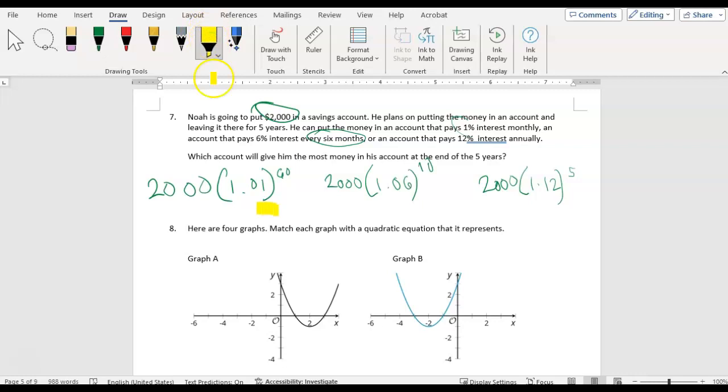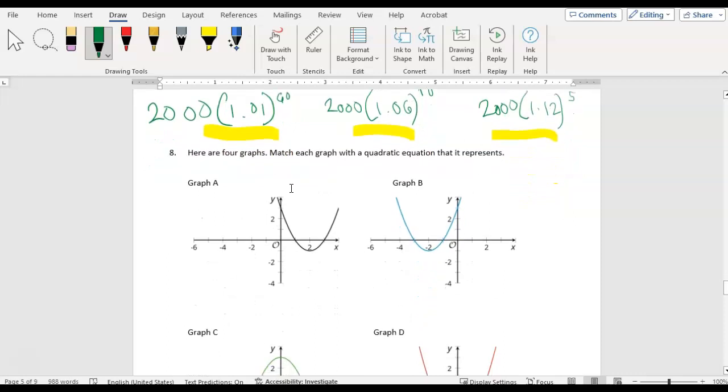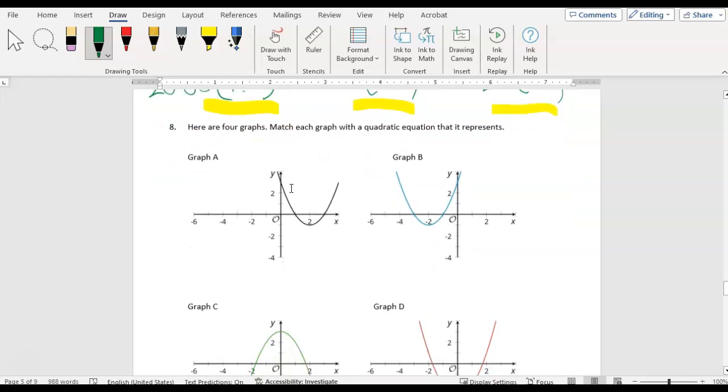So you calculate these in your calculator and see which one you think would end up giving you the most money. Is it 1% every month, 6% every 6 months, or 12% once a year? So you need to calculate those and then decide.